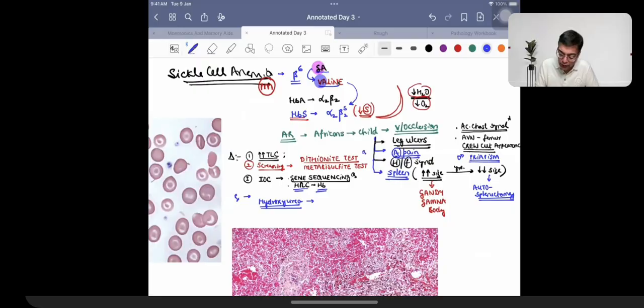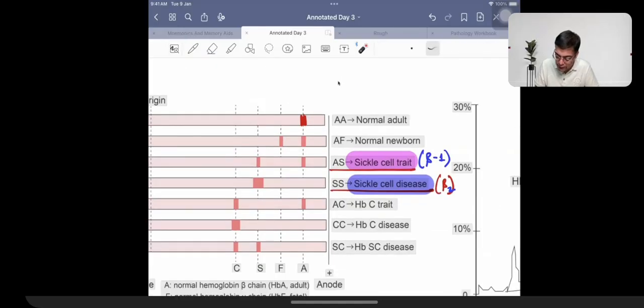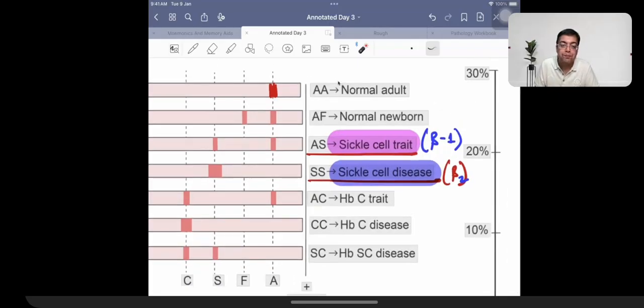So this is what is going to be given the name of homozygous disease and this is what is going to be given the name of heterozygous. One gene is normal, another gene is defective. Which of them is going to be more severe for your patient?